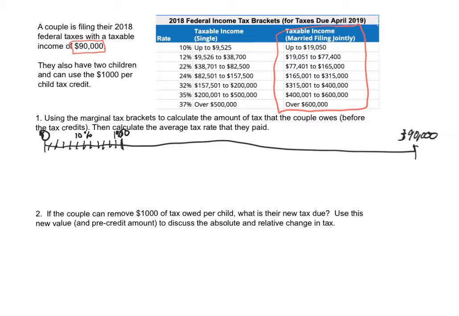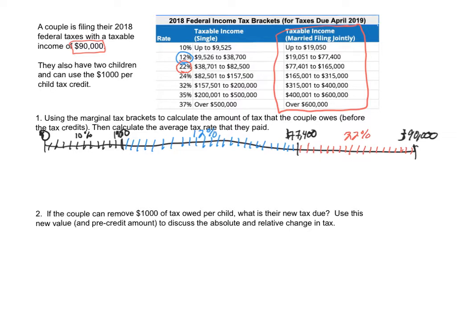Then from $19,050, every dollar up to $77,400, which is a pretty big window, they'll pay 12%. So this is the 12% window. Then the next bracket is $77,400 up to $165,000, but they only made $90,000, so this accounts for every dollar earned in this group. Every dollar they earned in this bracket, they'll pay 22%.